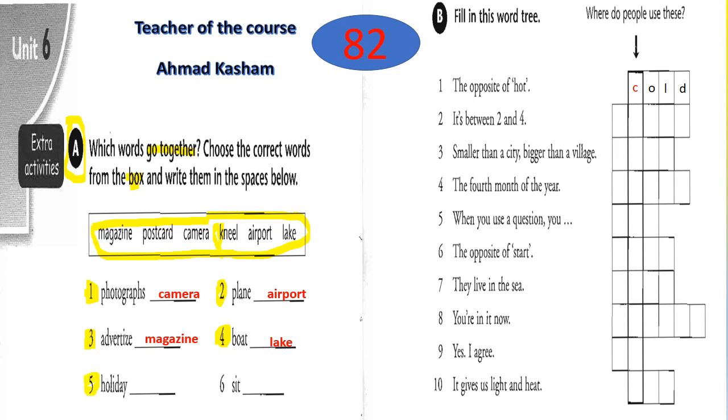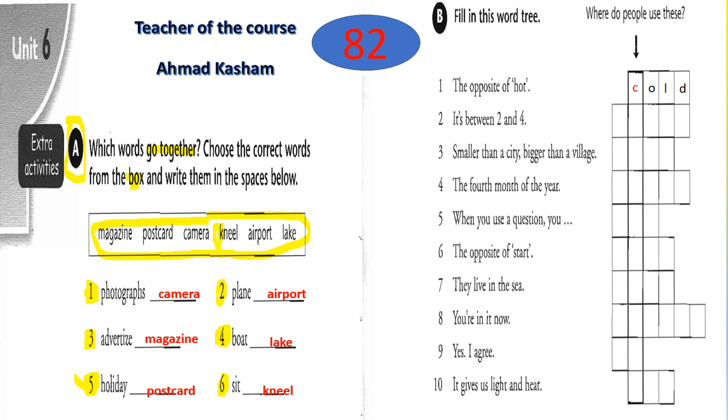Number 5. When you are on holiday and you like to tell your friend about what you did on your holiday, what do you need? How can you contact your friend? You use a postcard. Now, number 6. We only have now kneel. In some cultures, like in the Arab culture, we sit on the floor when we want to eat. But in the Japanese culture, they kneel. They kneel on the floor.